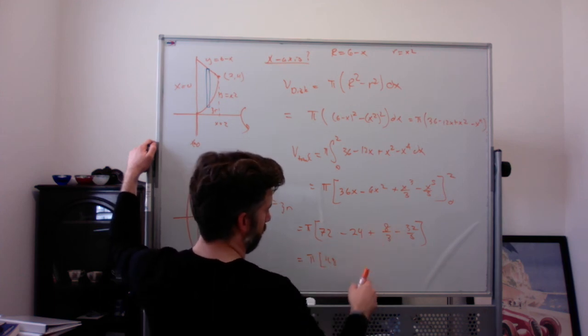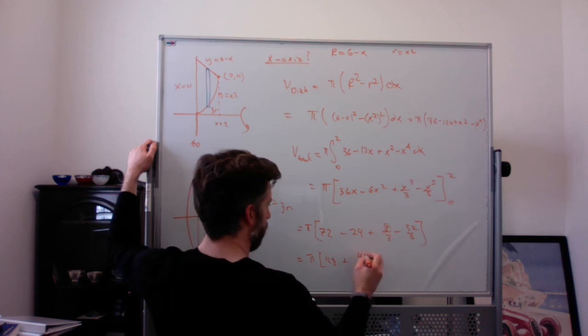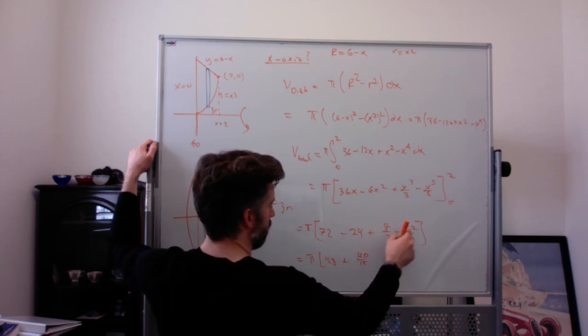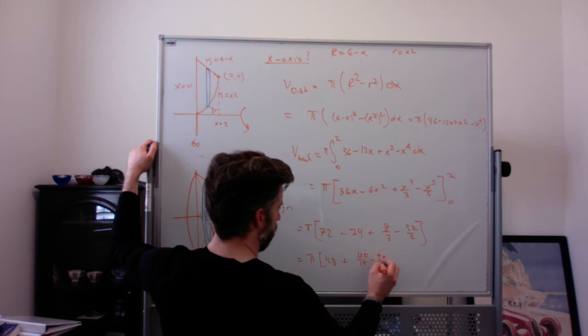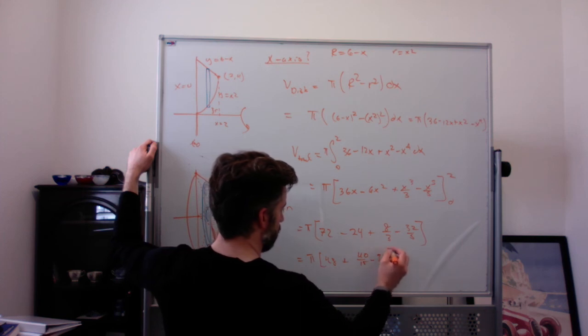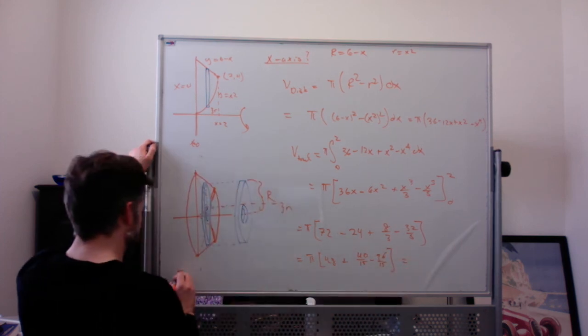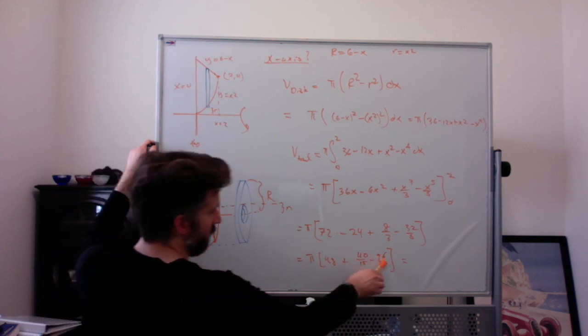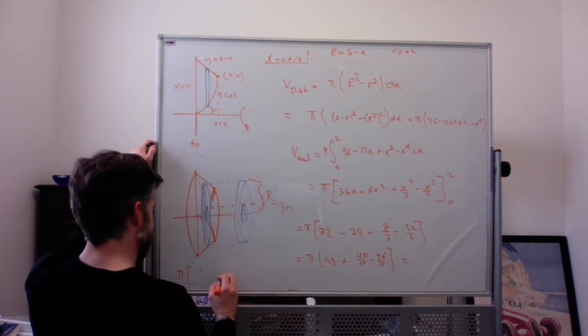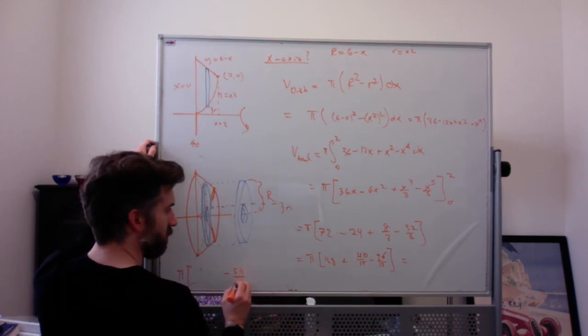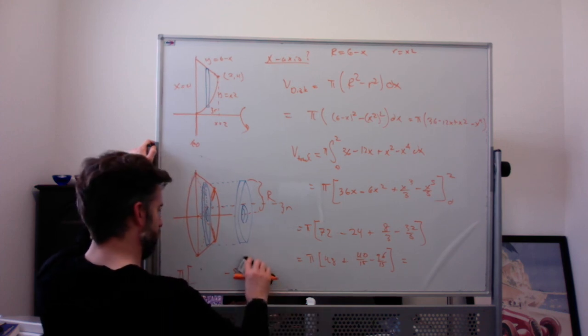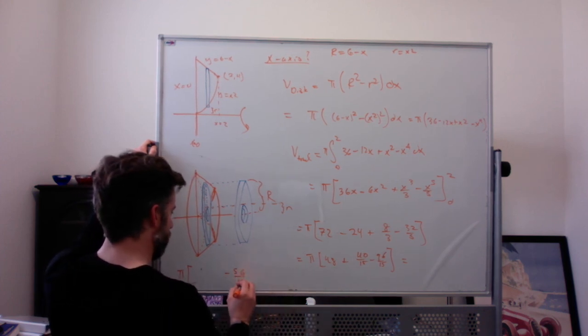And you get a common denominator here. Let's see, 5 over 5 is going to give me 40 over 15. And 3 over 3 is going to give me 96 over 15. So I'm going to get, let's see, pi times negative 56 over 15, and something.